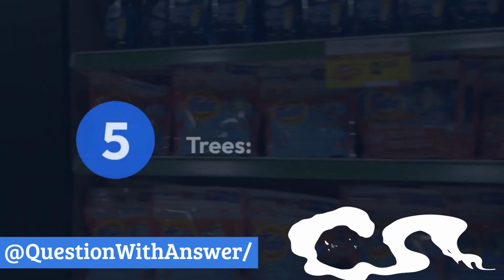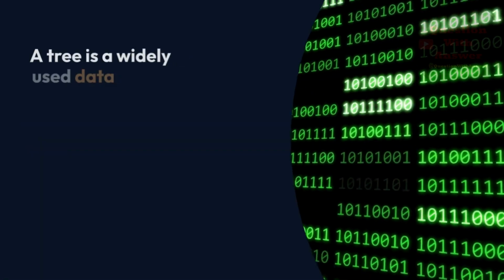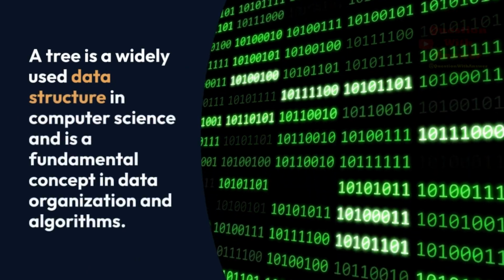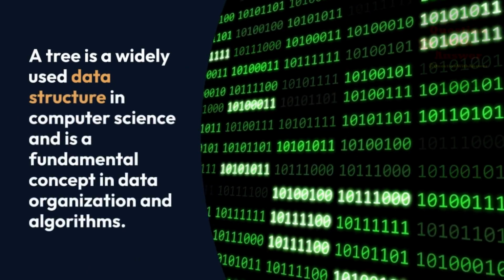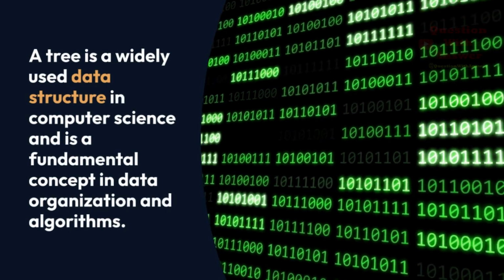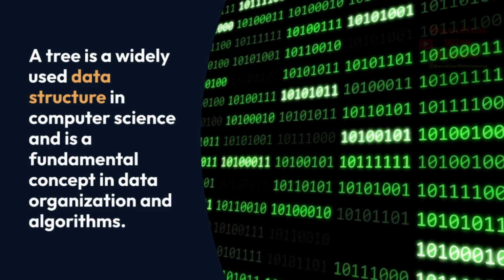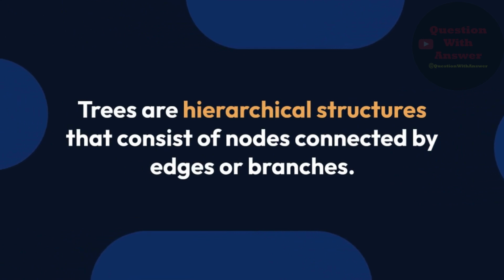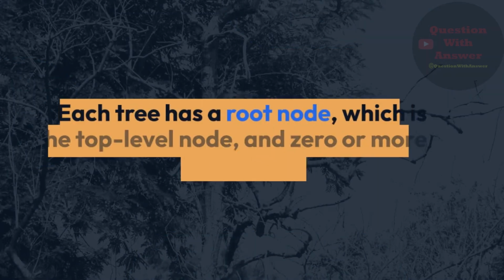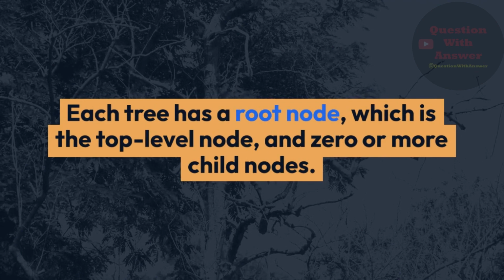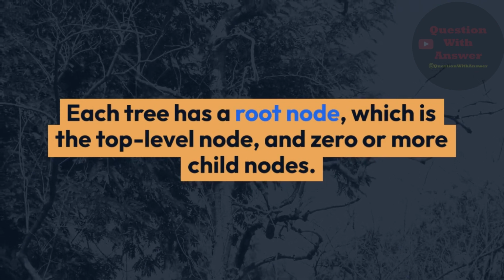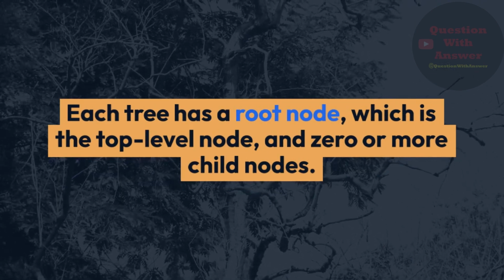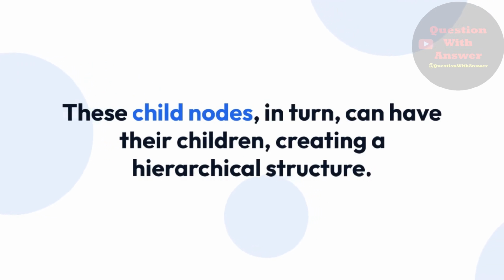5. Trees. A tree is a widely used data structure in computer science and is a fundamental concept in data organization and algorithms. Trees are hierarchical structures that consist of nodes connected by edges or branches. Each tree has a root node, which is the top-level node, and zero or more child nodes. These child nodes, in turn, can have their own children, creating a hierarchical structure.